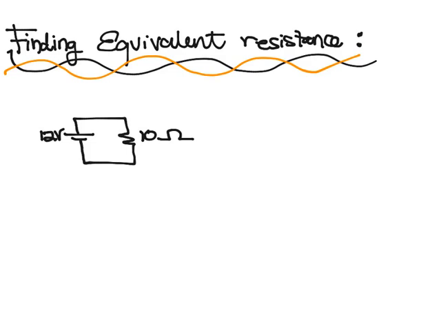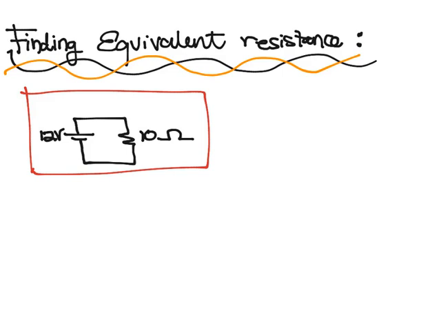Alright, so now that we've drawn out and identified parallel and series circuits, we're going to talk about finding equivalent resistance. And before I explain what that means, I'm going to do a really simple problem for you. So say I had this circuit right here. Okay, I have 12 volts, that's my battery. I have a 10 ohm resistor, whether that be a light bulb or your cell phone charger.